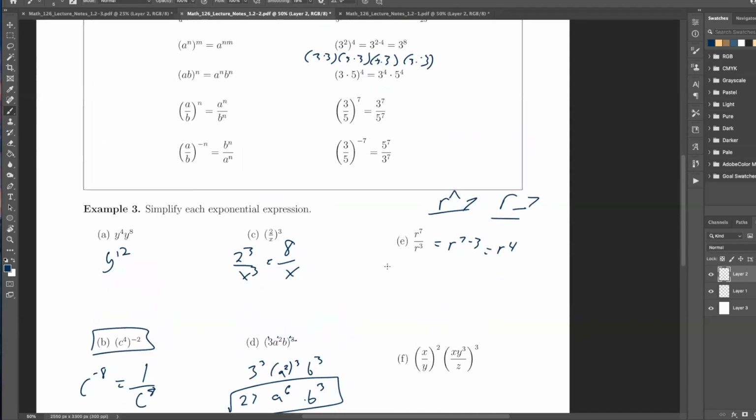And if you couldn't see that, you can actually just write out the r. So 1, 2, 3, 4, 5, 6, 7 over 2, 3. So here if I cross off 3 of the r's, I'm just left with r to the 4th up top. I guess my r's look a little bit like these.